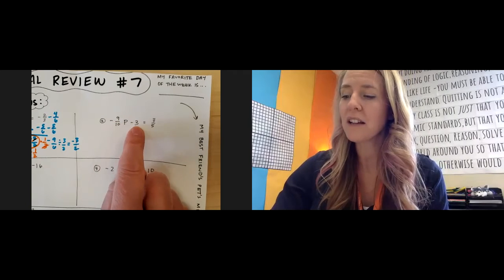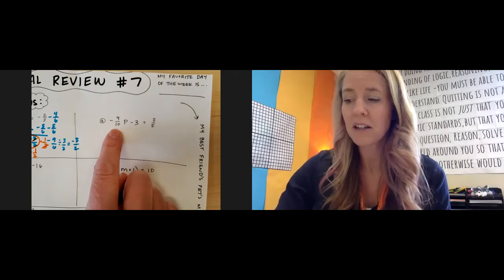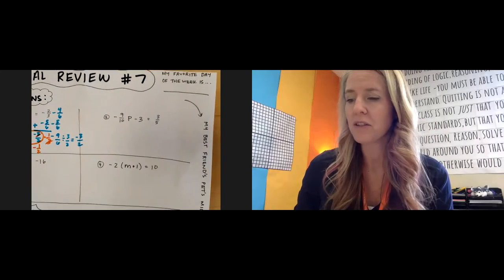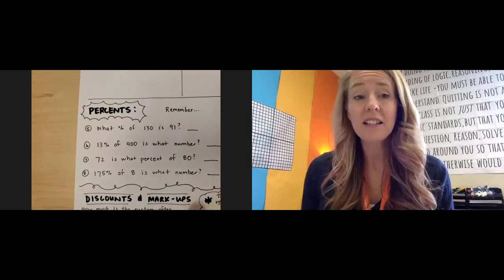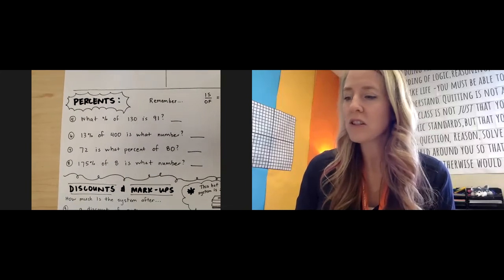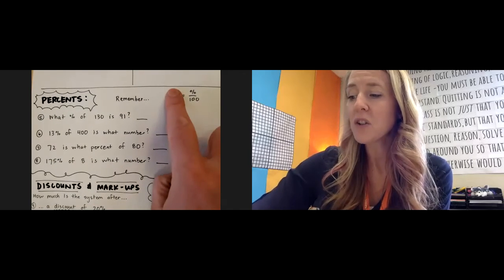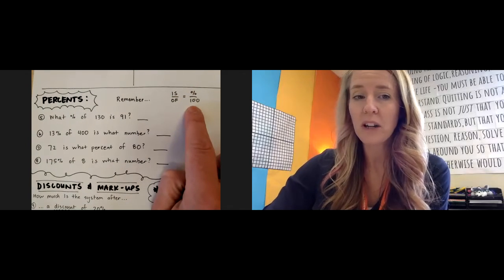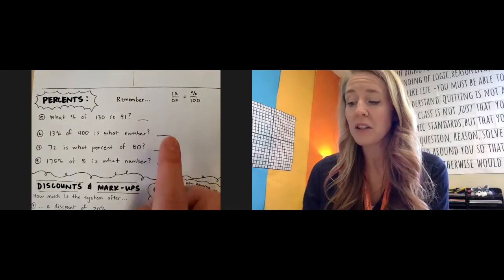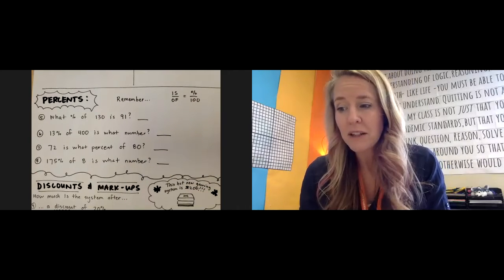So add 3 to both sides and then multiply by negative 10/9. I'm not going to work it out for you because I want you to do that yourself. Then down in this next section on percents, we just still need to keep working on these. These are a huge and important life skill. Is over of equals the percent over the 100. So you plug in the 3 things that you know, and then you solve for that one missing piece that you don't.